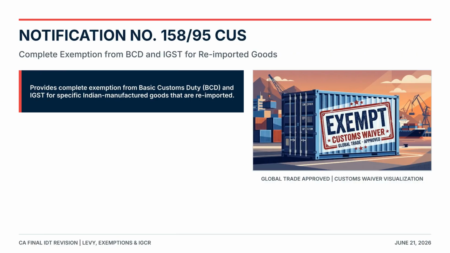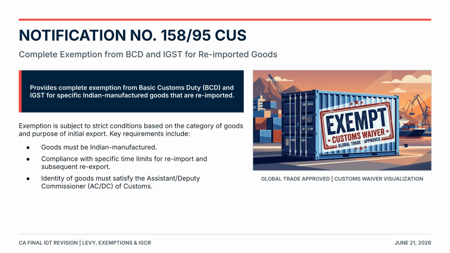Notification No. 158/95 grants complete exemption from basic customs duty and IGST on certain Indian manufactured goods that are re-imported into India. However, this benefit is available only when strict conditions are satisfied. The goods must have originally been manufactured in India and must qualify under one of the specified categories covered by the notification.